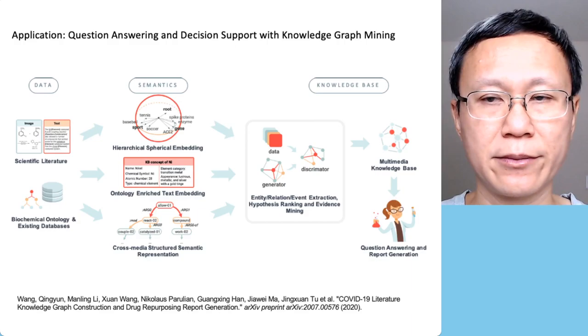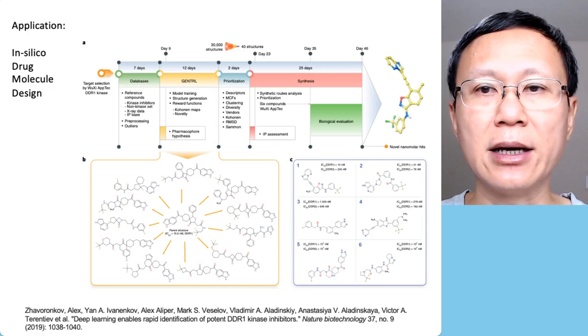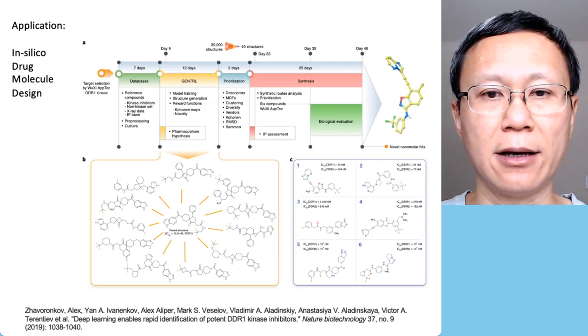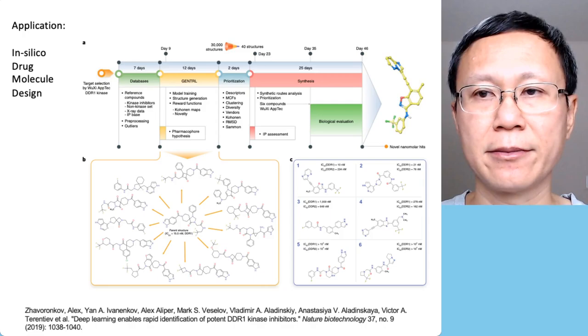There are more applications in healthcare using network data. For example, in silico drug molecule design, and it helps us to understand the pros and cons of different drug designs and how to filter out those unpromising designs.